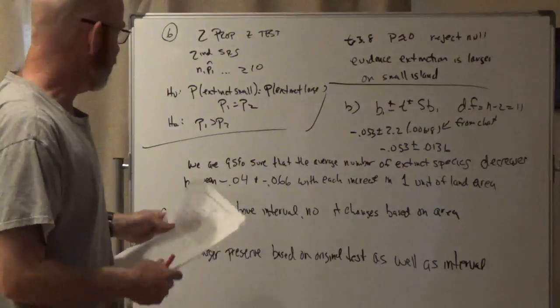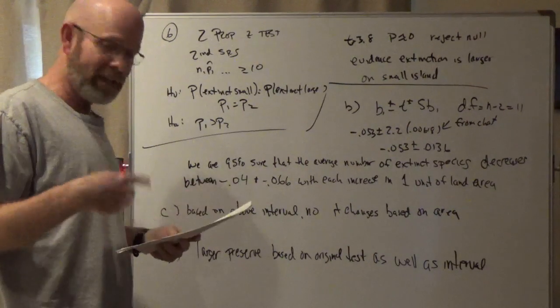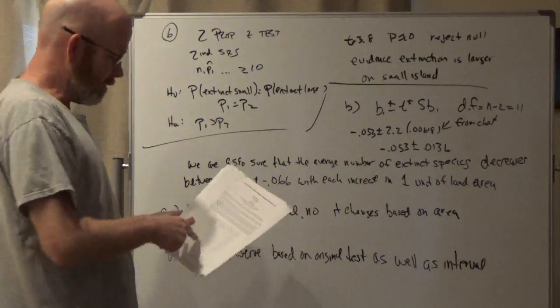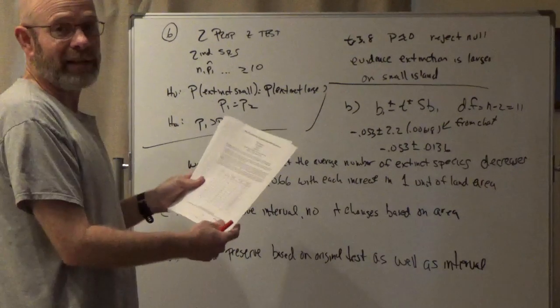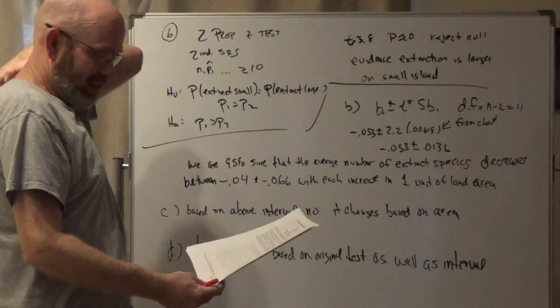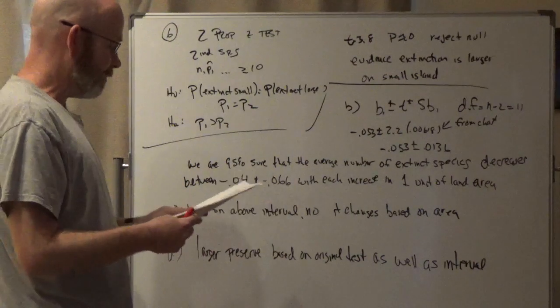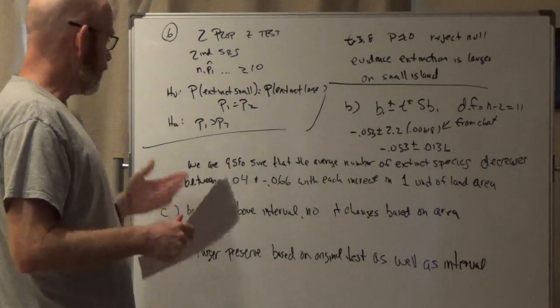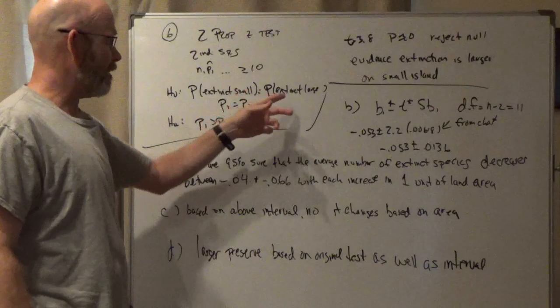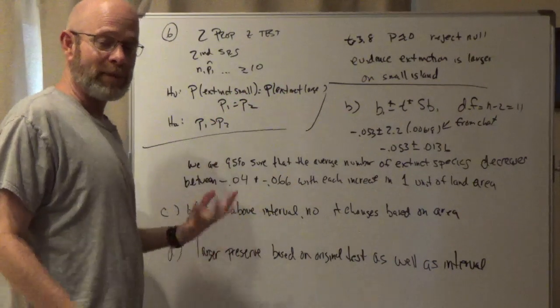And then the last problem is number 6. This is the problem with the land area and the extinction, that sort of thing. So they had islands, the size of the islands and how many species were extinct. And the first one, they're trying to show if the larger islands were more apt to keep the animals.